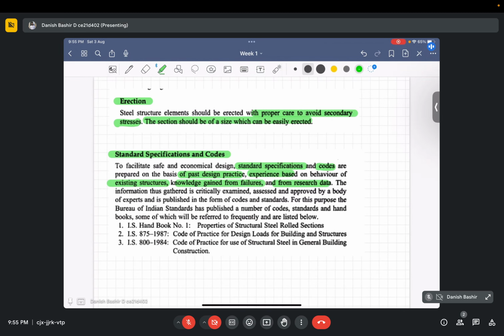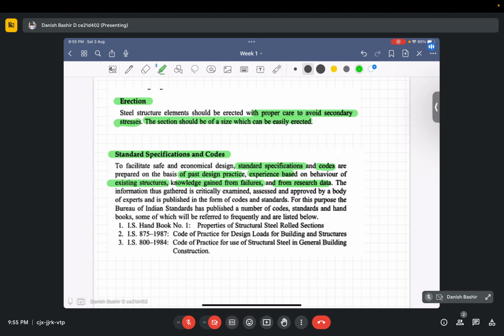From time to time, these design codes get revisions, and new provisions are added depending on the type of research that is being carried out. So this is taken care of by the Bureau of Indian Standards, and it publishes a number of codes for steel structures as well.